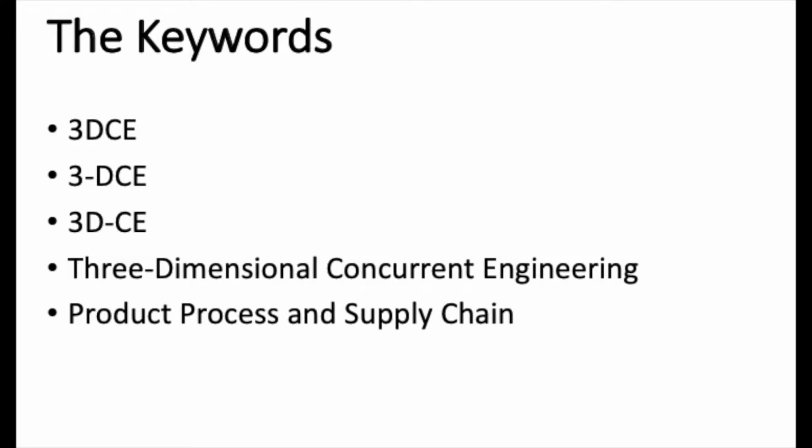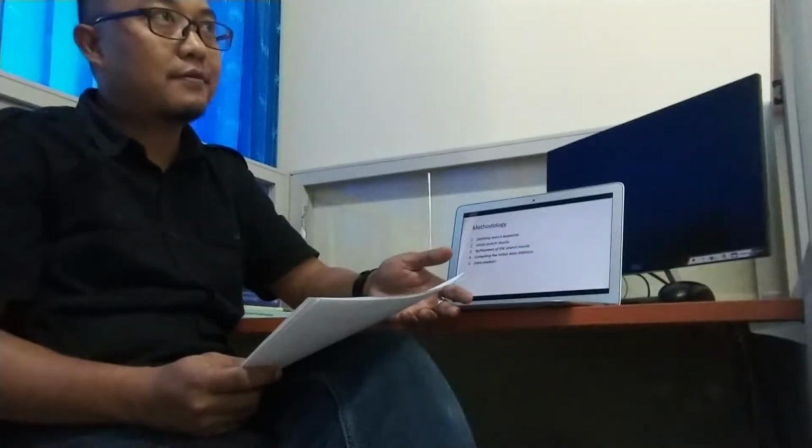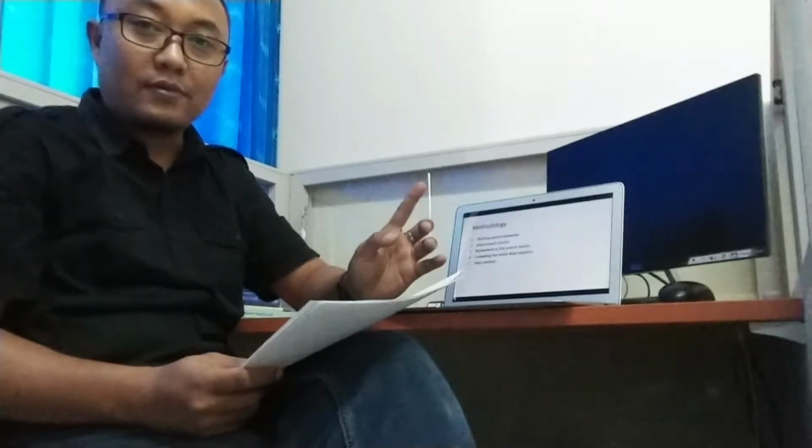So we have five keywords: the three acronym variants of 3DCE, then three-dimensional concurrent engineering, and the last one is product, process, and supply chains.